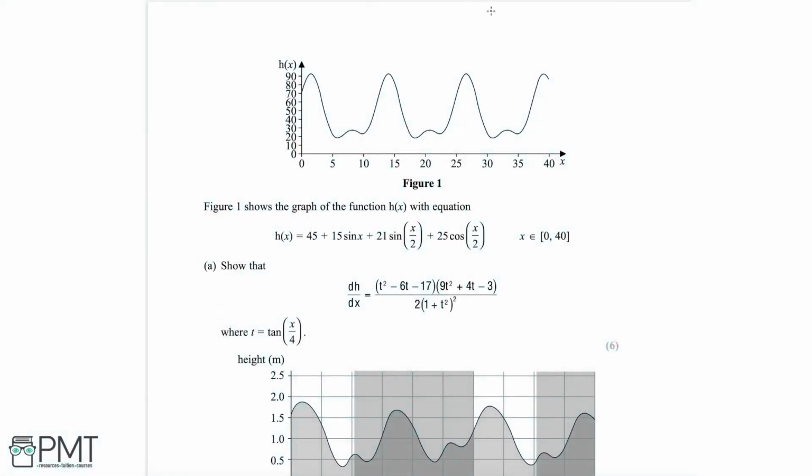In this question, we have a graph shown in figure 1 that has the equation h of x is equal to 45 plus 15 sine x plus 21 sine x over 2 plus 25 cos x over 2, where x is between 0 and 40. For part A of this question, we need to show that the derivative of h, so dh by dx, is equal to t squared minus 6t minus 17 multiplied by 9t squared plus 4t minus 3 all over 2 times 1 plus t squared all squared, where t is equal to tan of x over 4.